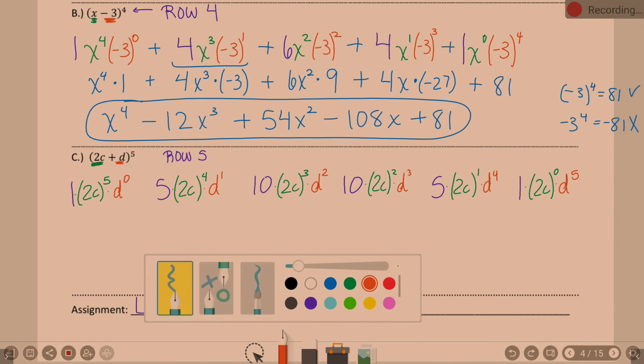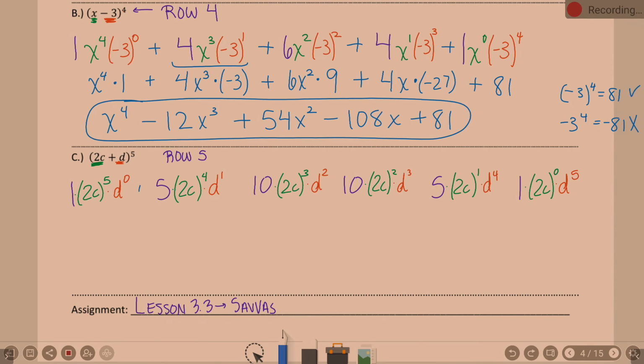I don't know if you want to put the plus signs in right now or not, but at some point you have to realize there's plus signs in here. Okay. Cleanup time. 1, (2c) to the 5th, and d to the 0. Did you say the whole thing?